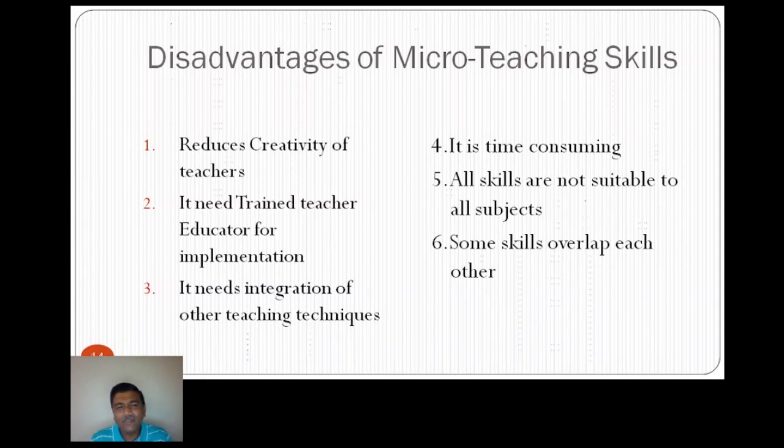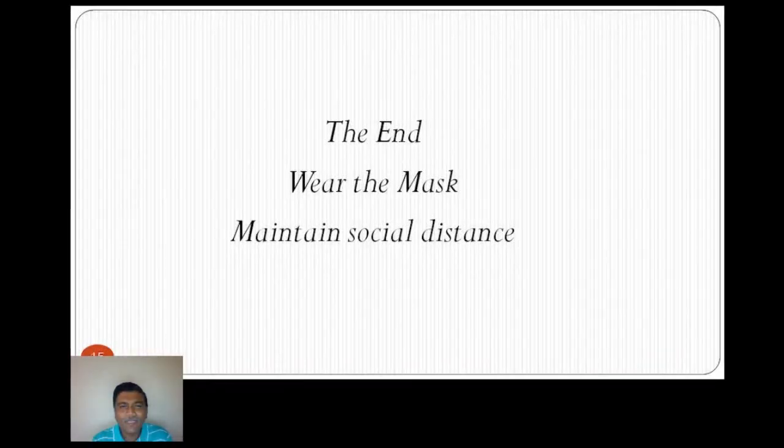That is a disadvantage of it. Fourth one, it is time consuming. It takes too much time. Fifth one, all skills are not suitable to all subjects. That is very important. Whichever may be the skill, all skills are not suitable to all subjects. And sixth point, some skills overlap each other. Sometimes the skills selected for the study may overlap each other. And that is the end of micro teaching.